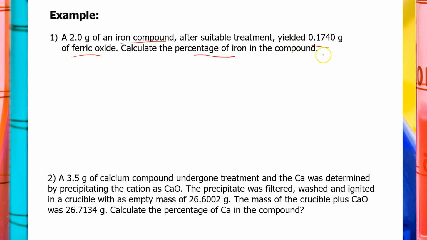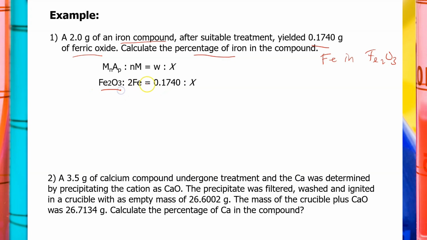Then, first we need to find the mass of iron in iron oxide. By using this formula, we transfer all the information from the question into this formula, which is iron oxide, and then iron that we need to find. So how do we get 2 here? We can get the number 2 by determining the number of atoms of iron in the iron oxide. This is the mass of the final product, and then this is the mass of iron that we need to find.